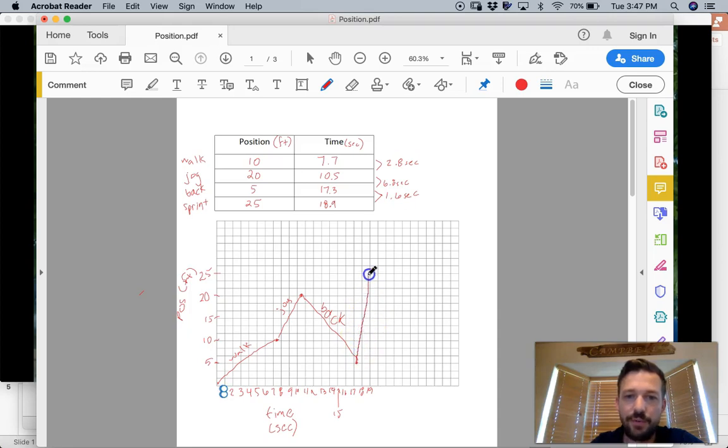Now remember, my sprint would have been my fastest thing, so that would have the steepest slope, right? Okay, cool. And notice when I was going backwards, it is a negative slope. Every time I went forwards, it was a positive slope. So look at that graph. I hope it kind of makes sense to what happened in the video.